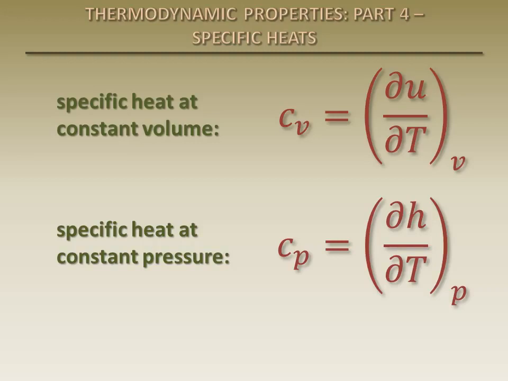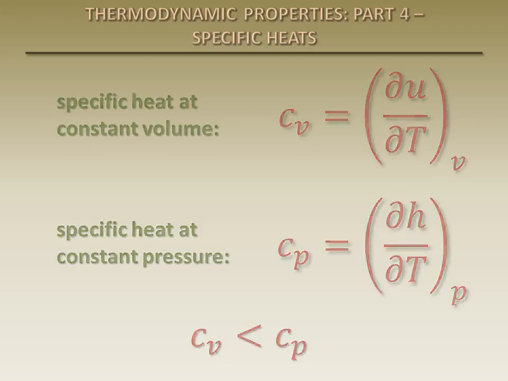It's also important to note that for a given substance at a given state, the specific heat at constant pressure is always greater than the specific heat at constant volume. This is because, at constant pressure, more energy must be added to account for the energy lost due to boundary work during the expansion process.